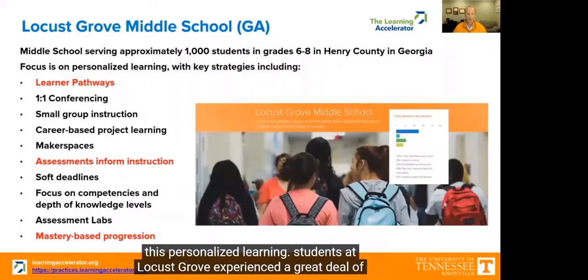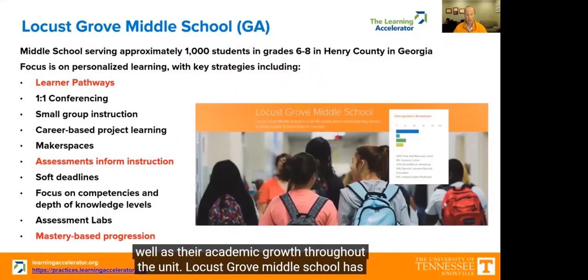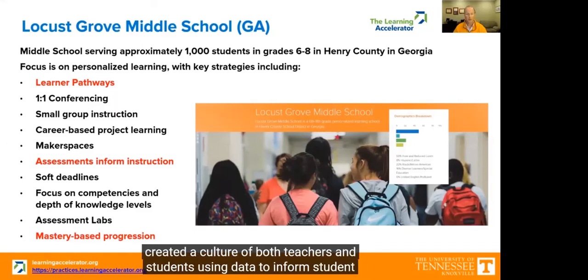Students at Locust Grove experience a great deal of personalization within their content classes. Students take pre-tests and post-tests before and after a unit to identify areas to focus their efforts, as well as their academic growth throughout the unit. Locust Grove Middle School has created a culture of both teachers and students using data to inform student learning and progress.